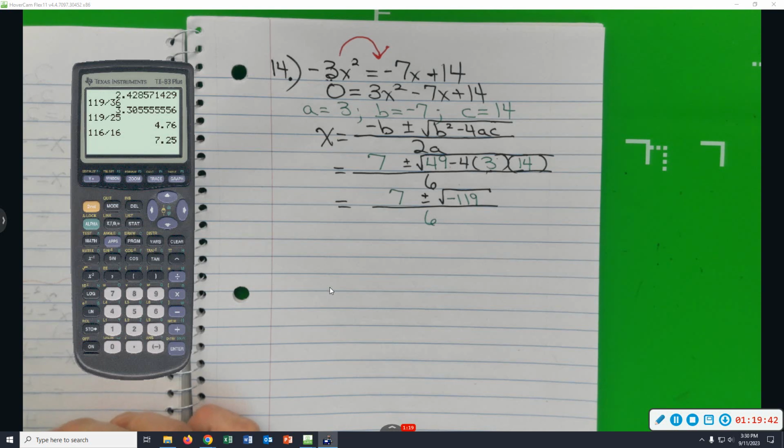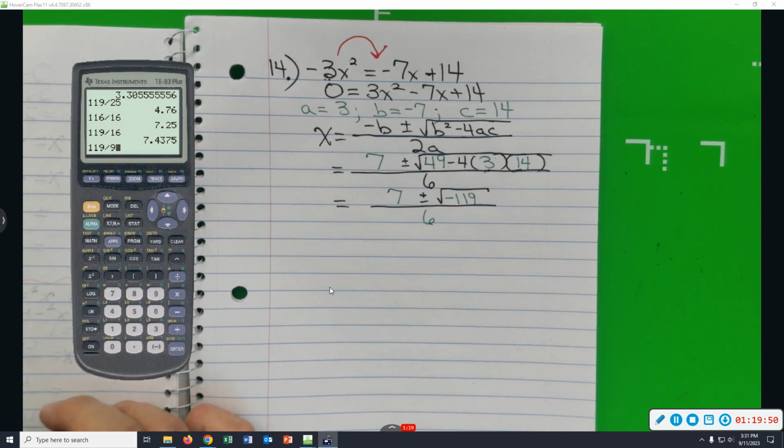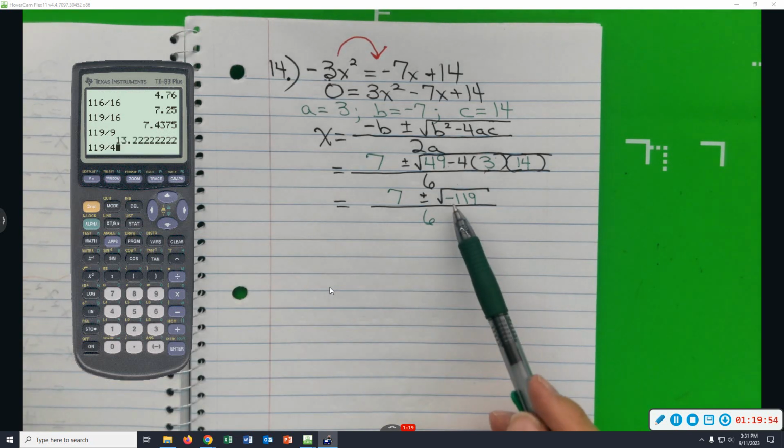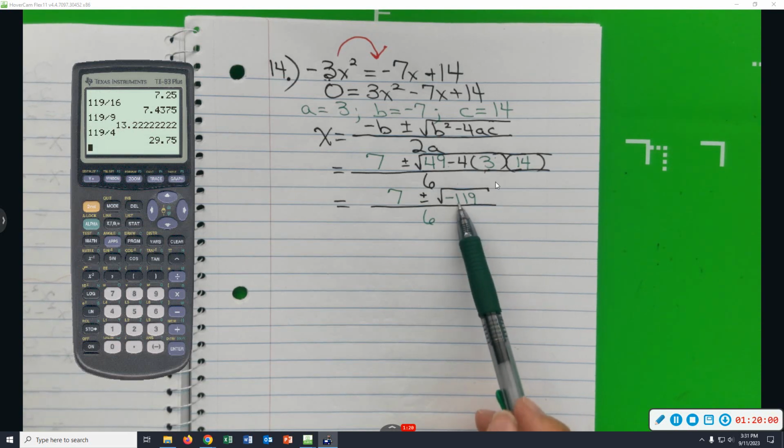Oops, it's still the same 119 divided by, sorry, messed up. Let me see if I can do it right this time. 119 divided by 9. 119 divided by 4, definitely not. There is something we're going to have to do to simplify here. What is it?